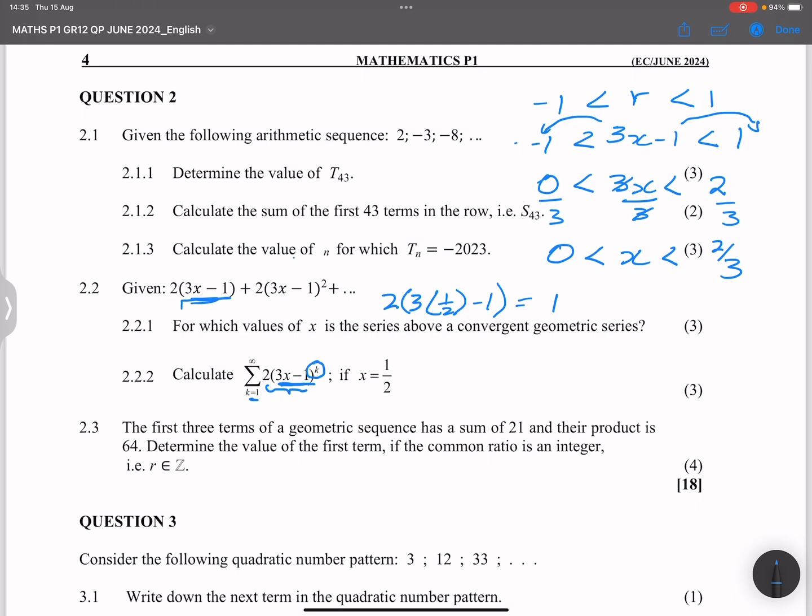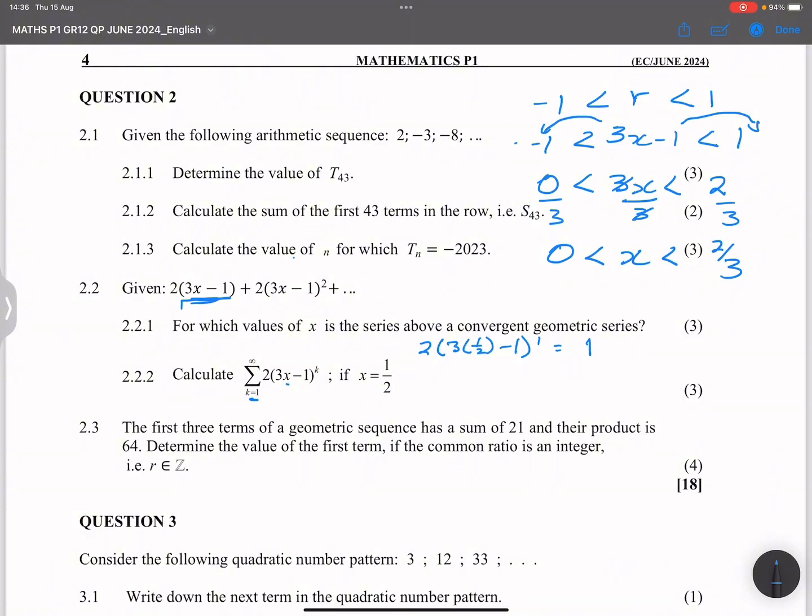Now, you have to find your a value first. So I'm going to find my first term. X is 1 over 2, so our first term will be 2 times (3 times 1 over 2 minus 1). Our k value will be 1, so that's to the exponent 1. And so remember, that's 3 over 2 minus 1, which will give us 1 over 2, times 2, so our a value is 1.